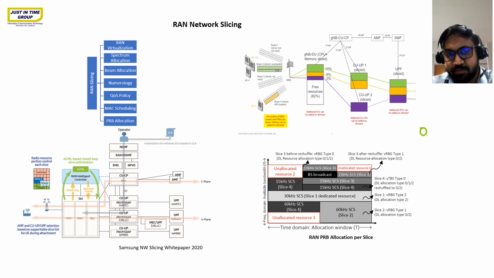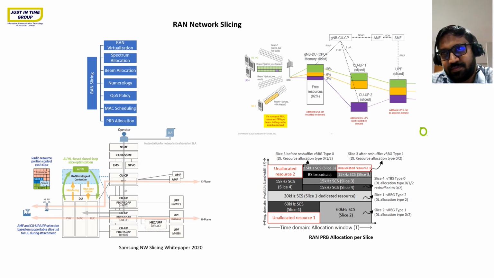Not contiguous beams, but beams allocated with some sort of a distance between those beams. So let's say, for example, if you take this beam and this beam, we can allocate them for different network slices, like that. And then numerology is a concept introduced in 5G new radio.